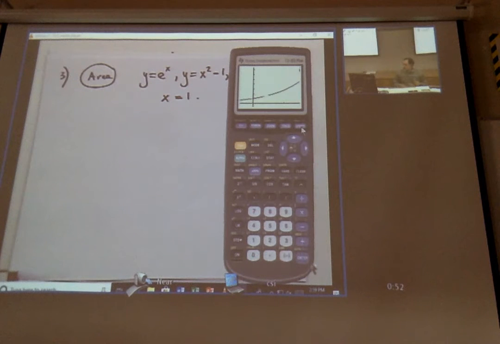So when I graph, I will see if that will be enough. I think this will be enough. No, that's not enough. So I need to zoom out. So zoom 6, put it back. Okay, so that's e to x, and that's what we have for the parabola. But don't forget also, what else do we have?